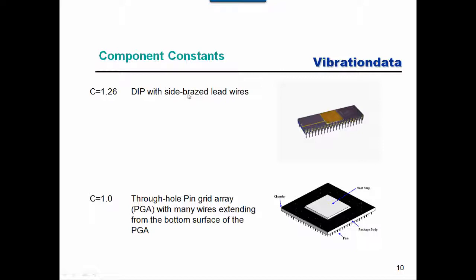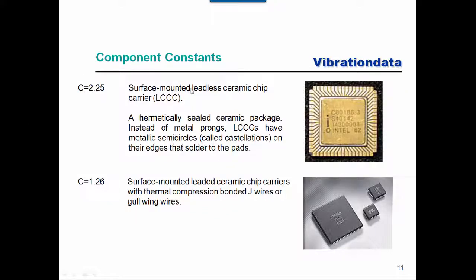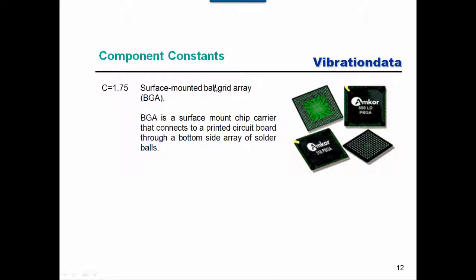Dual inline package with side brazed lead wire, C is equal to 1.26. Through-hole pin grid array, PGA, with many wires extending from the bottom surface of the PGA, C is equal to 1.0. Surface-mounted leadless ceramic chip carrier, LCCC, 2.25. Surface-mounted leaded ceramic chip carriers with thermal compression bonded J wires or Goldwing wires, C is equal to 1.26. Surface-mounted ball grid array, BGA, C is equal to 1.75.